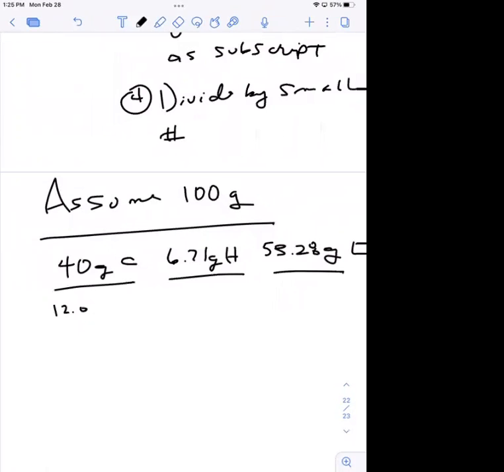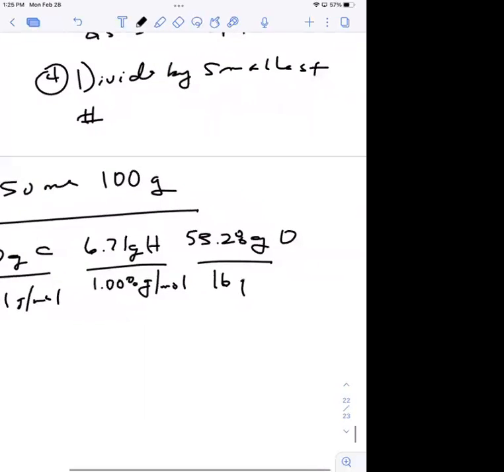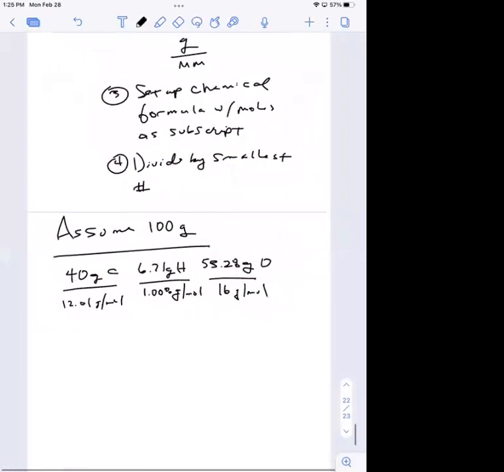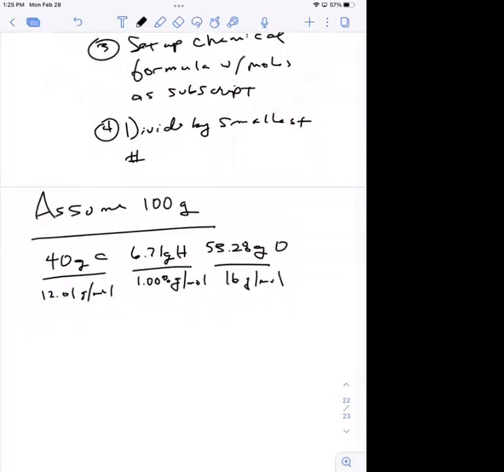This is 12.01 grams per mole, this is 1.008 grams per mole, and this is 16 grams per mole. All these numbers on the bottom are taken directly from the periodic table. So how many moles of carbon is that? 3.33 moles of carbon.